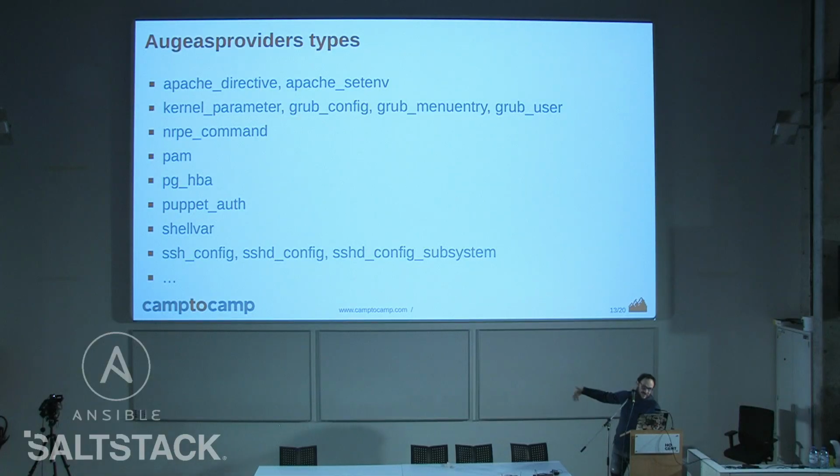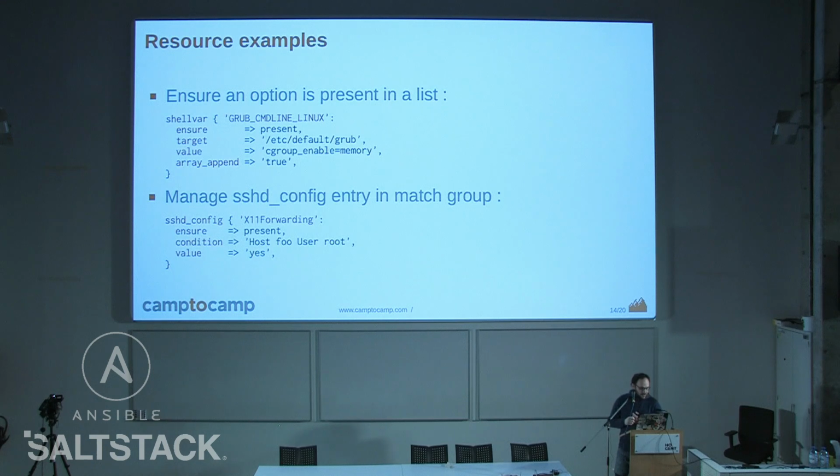For example, shellvar to modify configuration files for bash. So there are lots of different types that are provided in the project. For Apache, for Nagios, for PAM. The most used one is probably shellvar because you've got a lot of configuration files using just shell. And they're not as simple to edit as one may think.